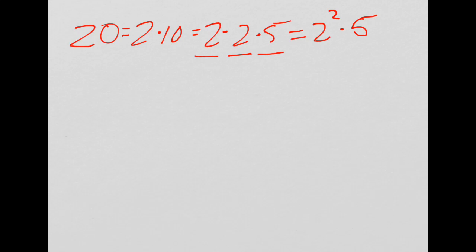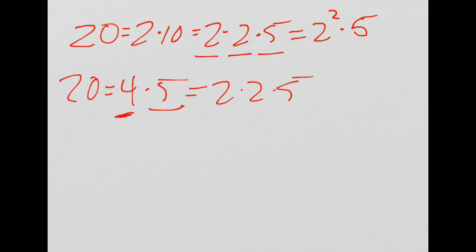Now, you don't have to divide by 2 in the beginning each time. I could have started by, say, dividing by 4 and gotten 4 times 5. But the key is, once you have a prime number, you can't take that any farther. But if your number is not prime, you can always break it down more. 4 is just 2 times 2. And you should always get the same prime decomposition no matter how you work this out.